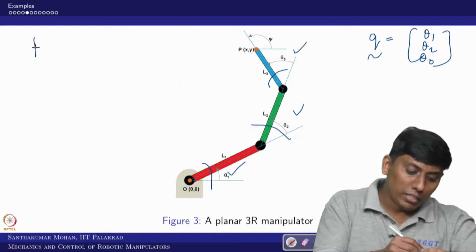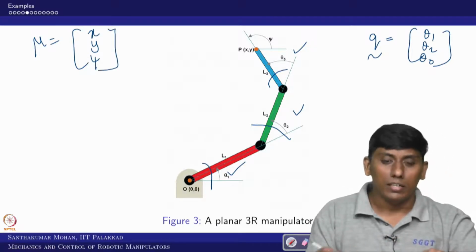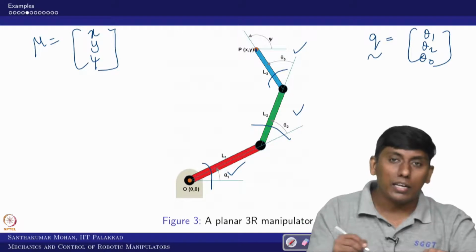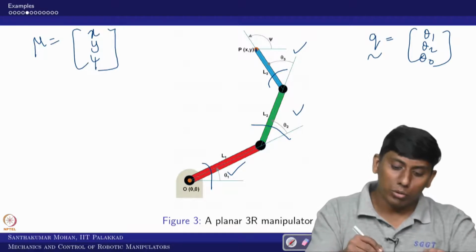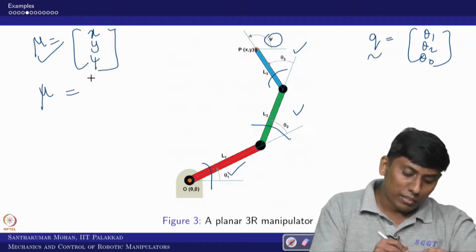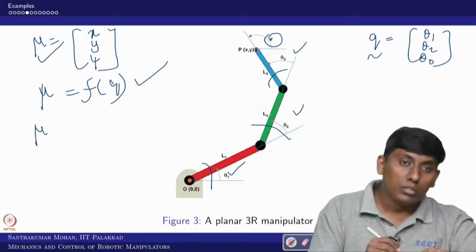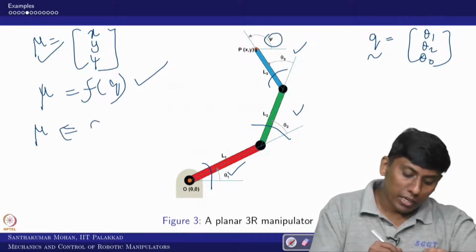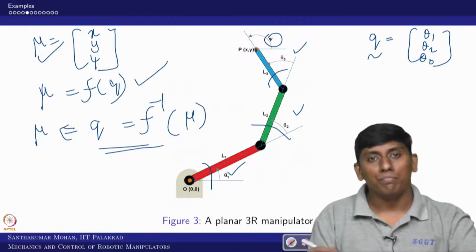In this case the mu vector is in a plane. So x translation, y translation, and z orientation, right. In the sense, Pxy and the angle with respect to the x axis of the 0 to nth axis, which is what you call psi. Now you can see mu can be written as a function of q. This is what you call forward kinematics. If I give mu, can I find q? So F inverse of mu, this can be found. This is what you call inverse kinematics.